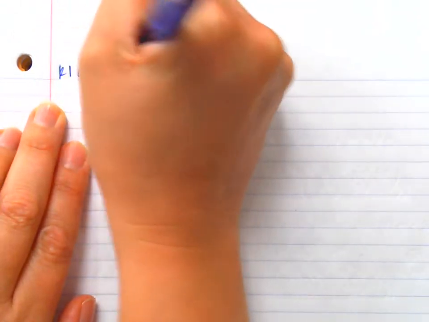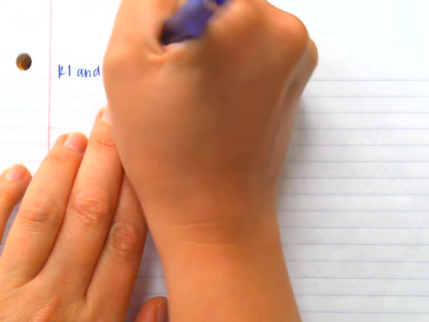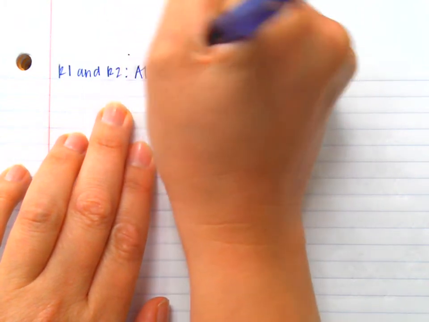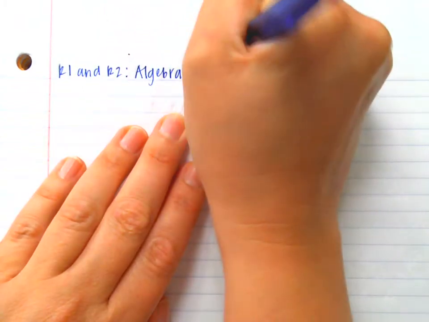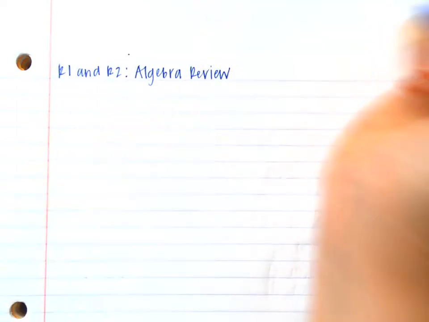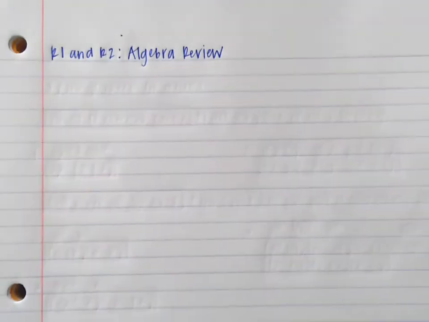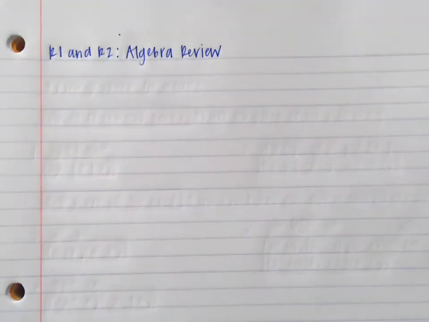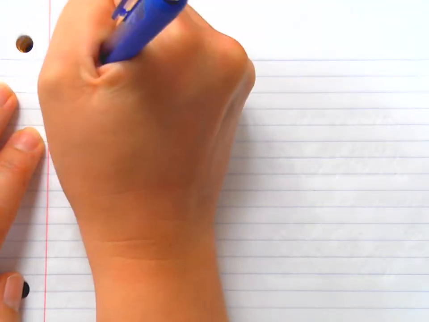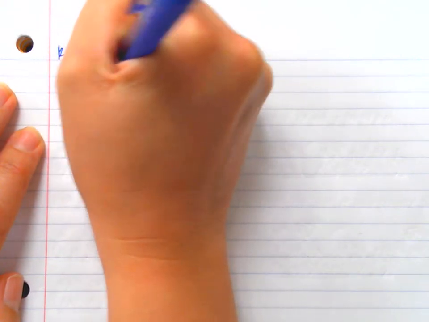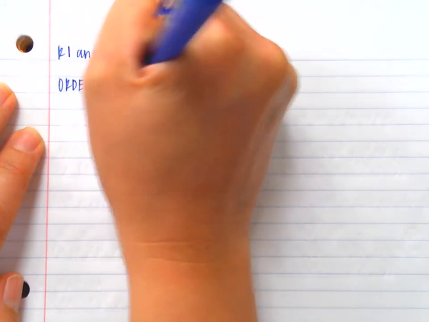R1 and R2, which is an algebra review. Okay, so what we're going to start with is just a review of order of operations. So let's start there. Order of operations.